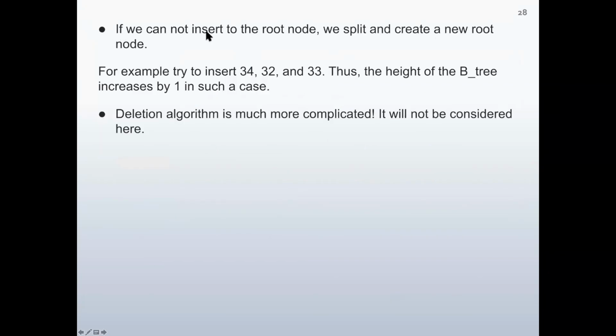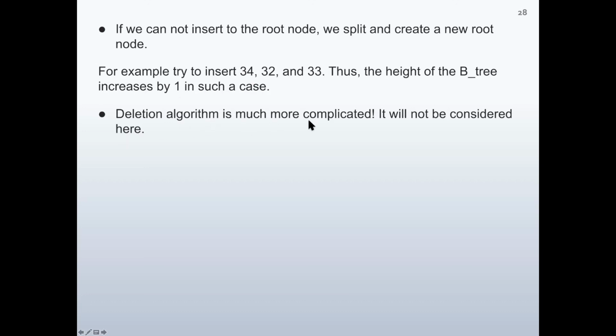If we cannot insert to the root node, then we split the root and create a new root node. For example, try to insert 34, 32, and 33. Thus, the height of the B3 increases by 1 in such a case.